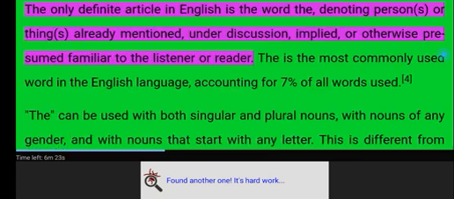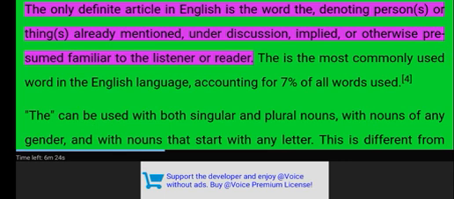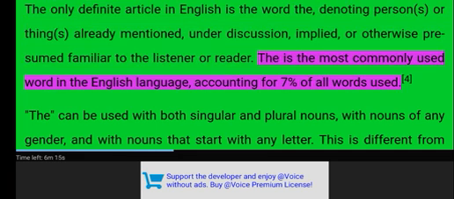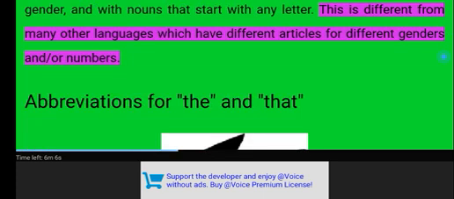Definite article. The only definite article in English is the word the, denoting persons or things already mentioned, under discussion, implied, or otherwise presumed familiar to the listener or reader. The is the most commonly used word in the English language, accounting for 7% of all words used. The can be used with both singular and plural nouns, with nouns of any gender, and with nouns that start with any letter. This is different from many other languages, which have different articles for different genders and/or numbers.